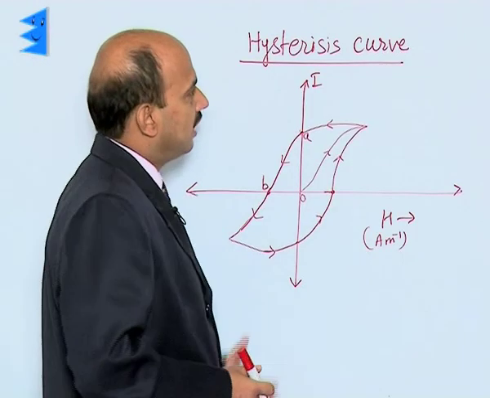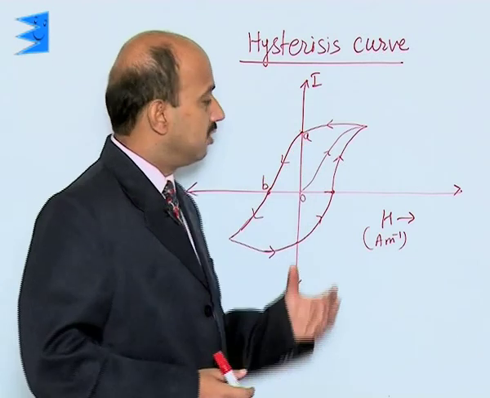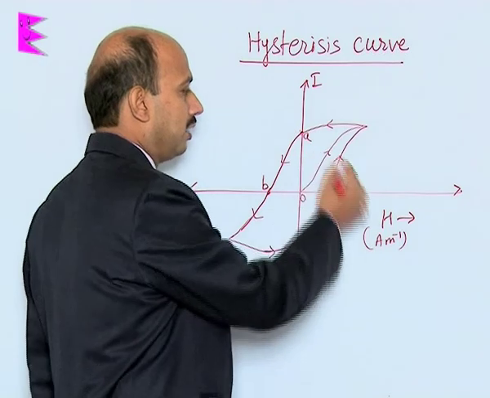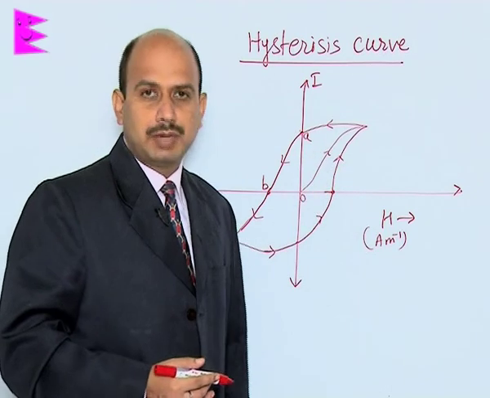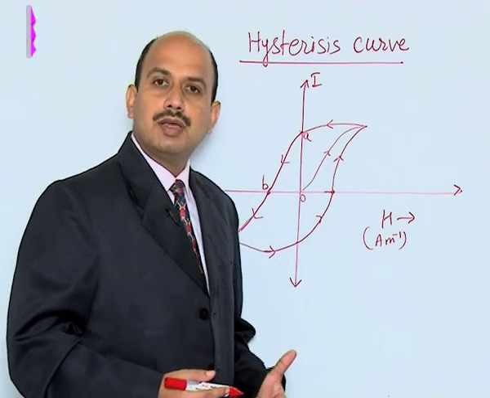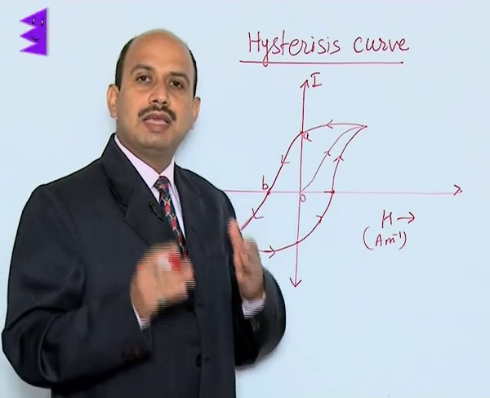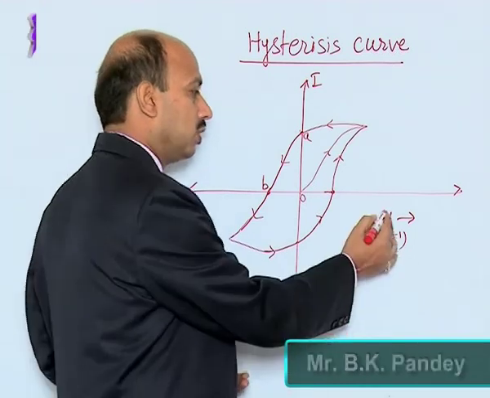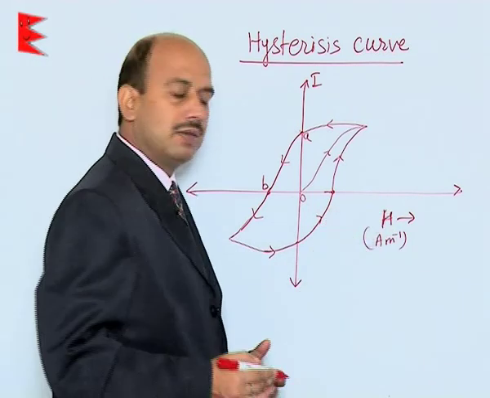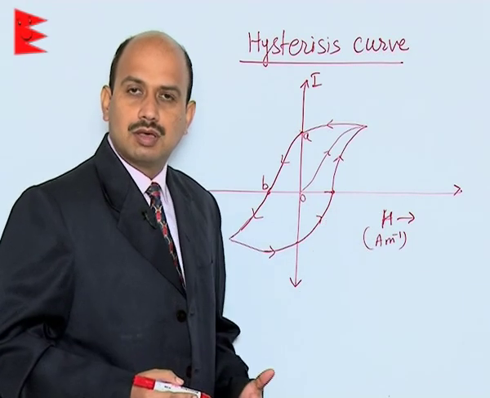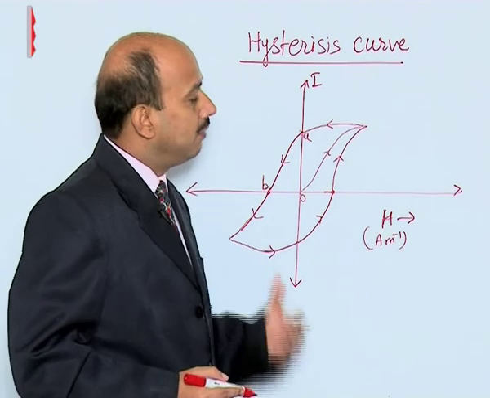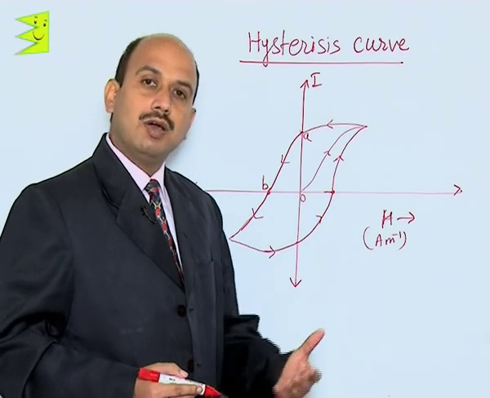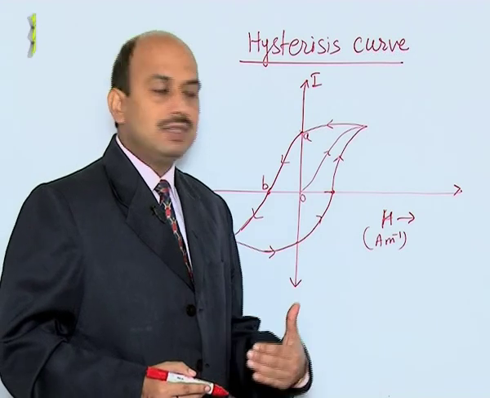Now see a hysteresis curve. The hysteresis curve is actually the relation between I and H for a ferromagnetic material. If you take a ferromagnetic material and place it in an external magnetic field, or magnetizing intensity H, the ferromagnetic material is magnetized. See here the behavior of how it is magnetized, and then how it is demagnetized.